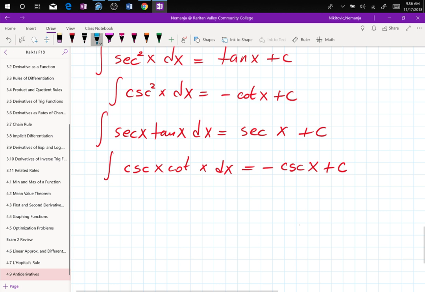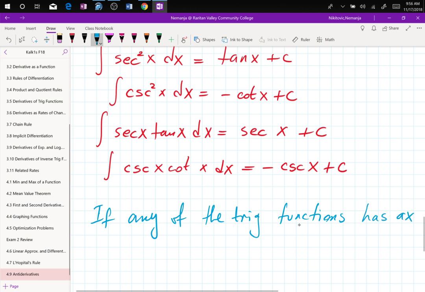Let's do this in blue, I guess. If any of the trig functions has ax, let's say you have the integral of sine ax dx, then this a is going to run in front. Then you will still have your cosine ax plus c.